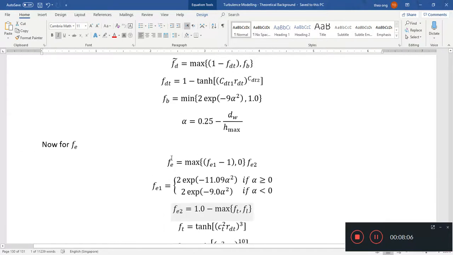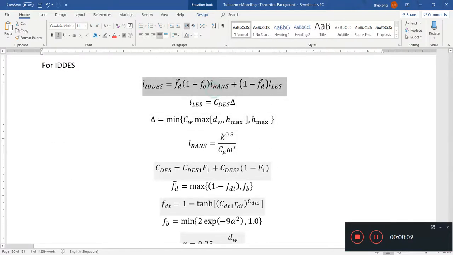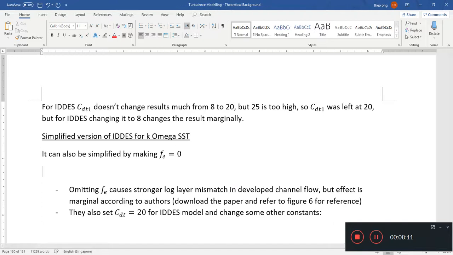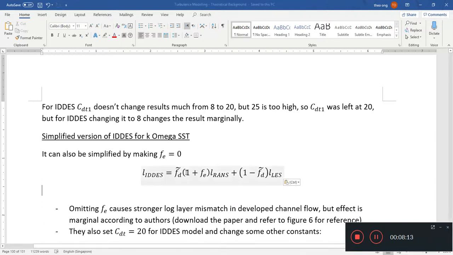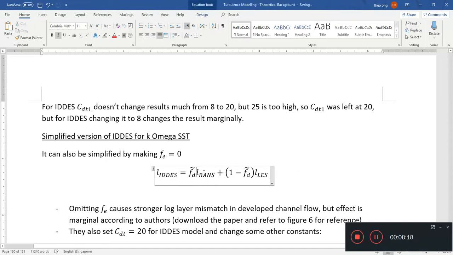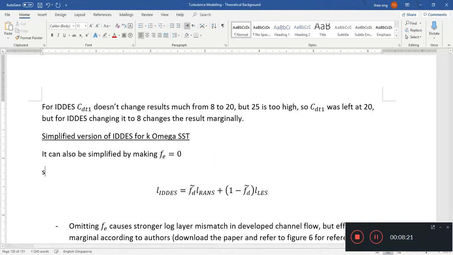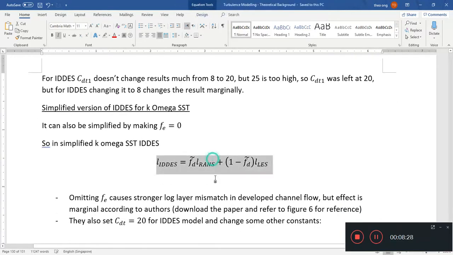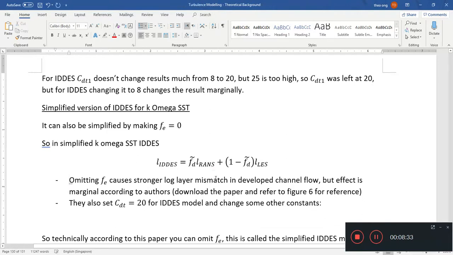All right. And so in the simplified model, the modification they made was like so. They just got rid of this whole thing. They set FE to 0 and this whole thing just becomes 1. So in simplified K omega SST IDDES, this is what it will look like. You just have the FD functions and get rid of it. They found that omitting FE does cause a stronger log layer mismatch in the developed channel flow, but the effect is marginal according to the authors.